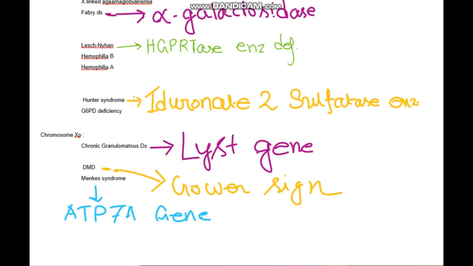You see a peculiar posturing in the children while rising up, that's the Gower sign. And Menkes disease, you can see the ATP7A gene, unlike in Wilson's, where you have the ATP7B gene. So these are things to remember, and these are very short keywords you can look for in the questions, so that you can easily identify the correct answer.